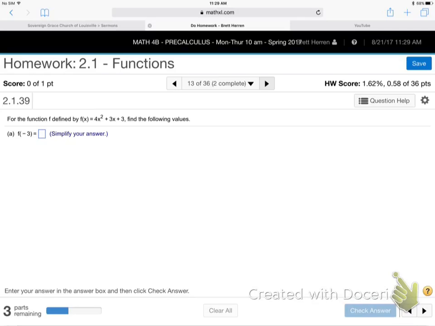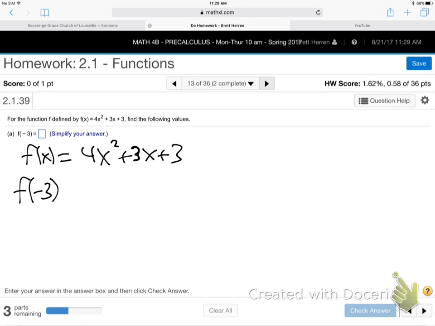All right. Okay, so we've got f of x is 4x squared plus 3x plus 3. And we're doing f of minus 3. So we're supposed to plug minus 3 in there for x. So you guys comfortable with function stuff, right? It just means plug in that -3 everywhere you've got x. I just want you to practice working that out. Let's do that.